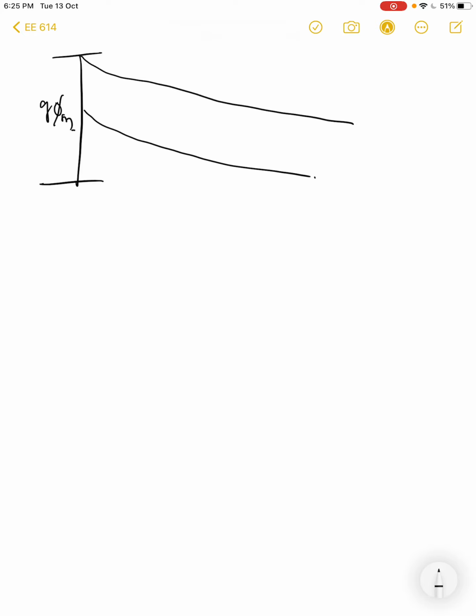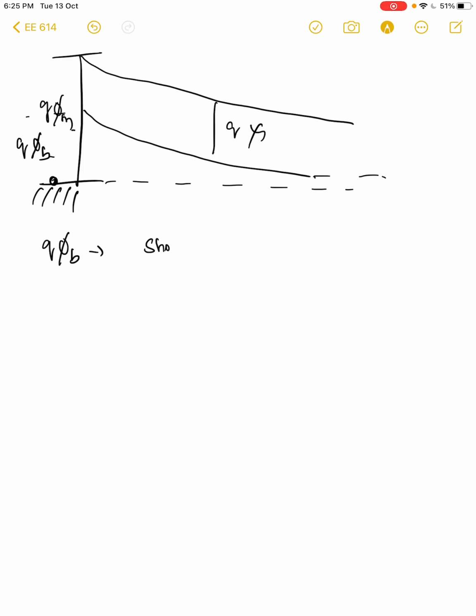So we discussed situations where we have a metal with a work function q psi m interfacing with a semiconductor with an electron affinity q chi. Fermi levels will match at the interface, and it exhibits a barrier for the electrons to go from the metal to the semiconductor of height q psi b. And we saw this psi b is called the Schottky barrier.